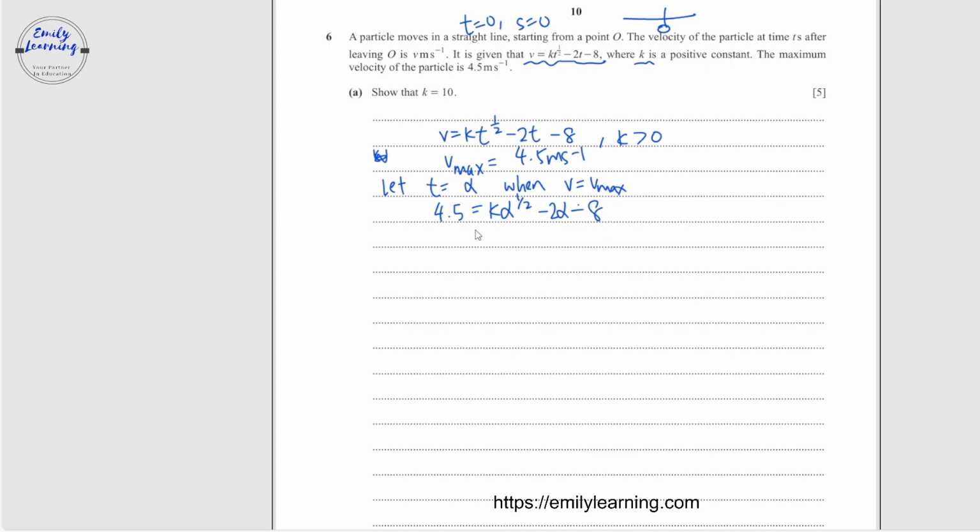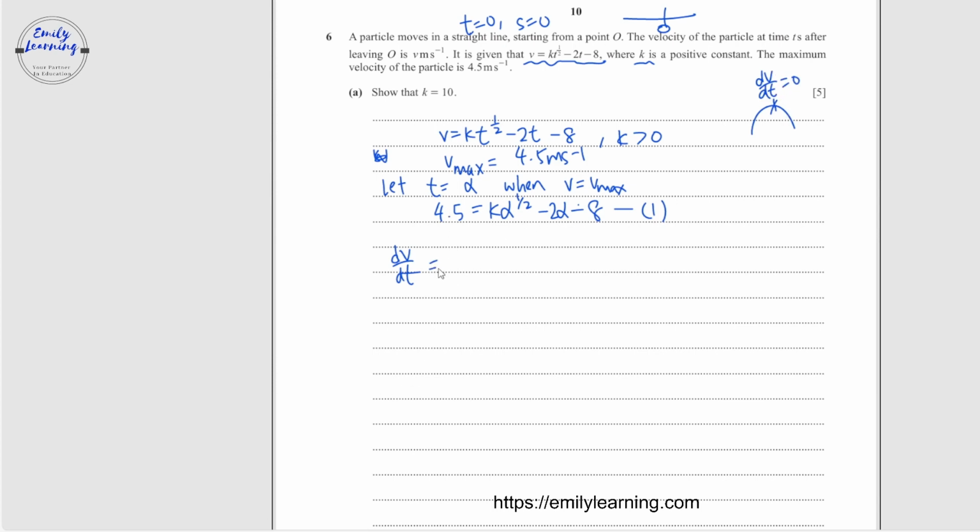Okay, but I have two unknowns, so I cannot solve. I need another equation. So how do you find maximum v? Well, to find a maximum point, we will find dv/dt and equate it to 0, because at the maximum point your dv/dt is 0.